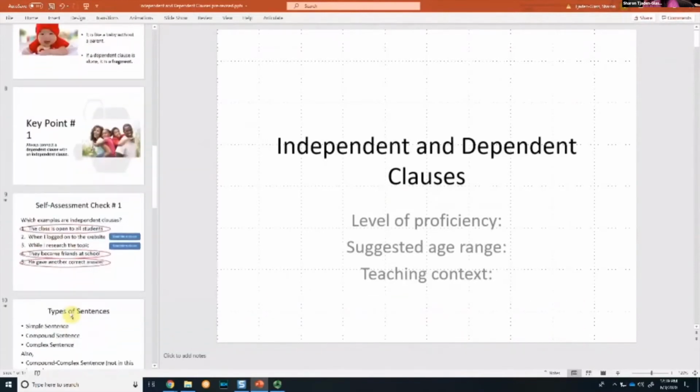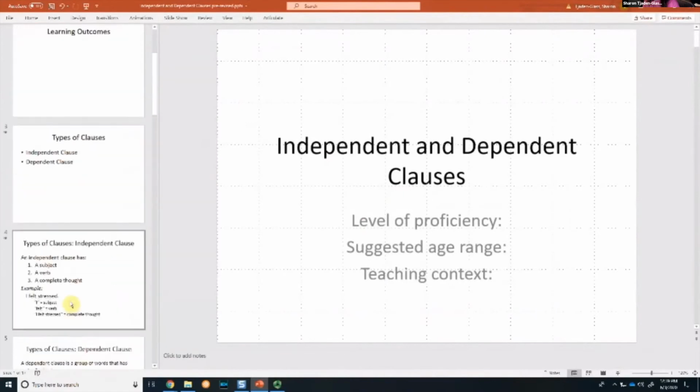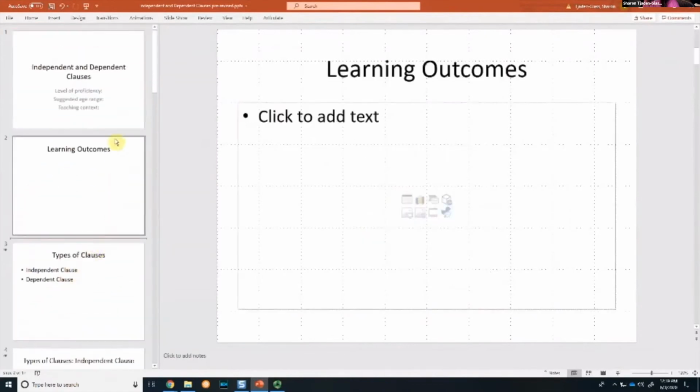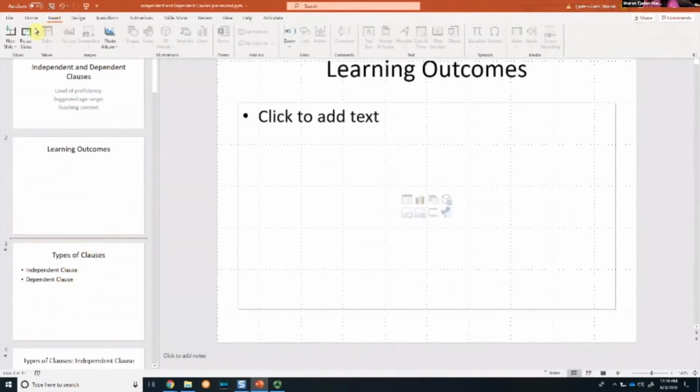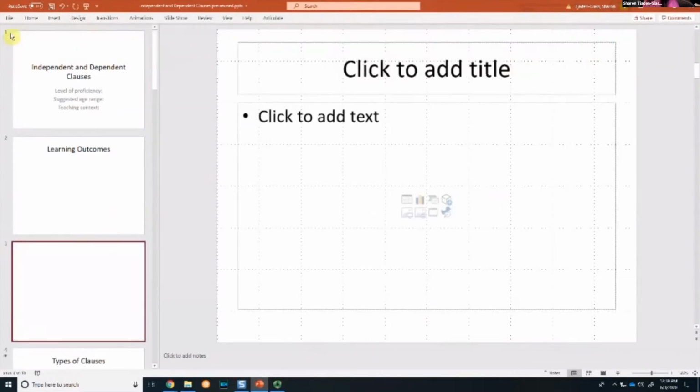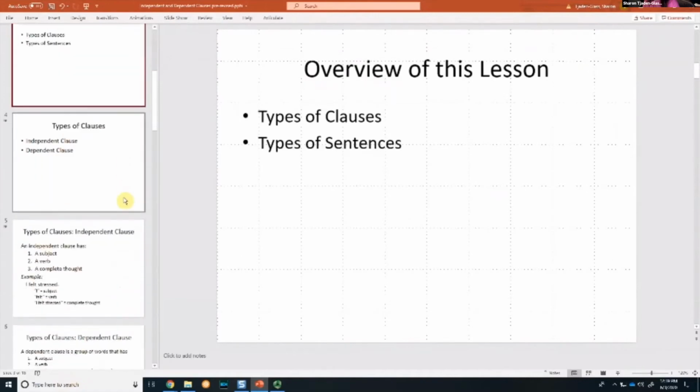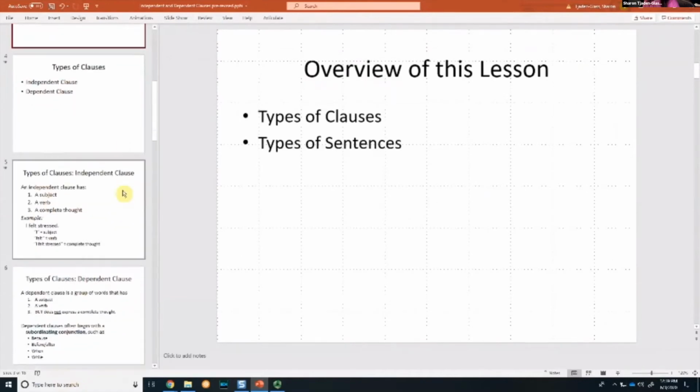I know this is about sentences too. So what I need to do here is add another slide that gives an overview of everything that's within this lesson so a teacher can easily see that. All right, so content and practice, making sure that they're balanced.